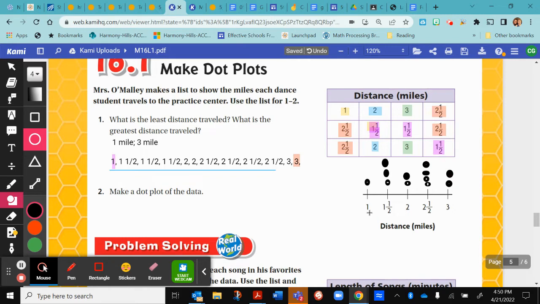So I have 1 student that lives closest to the practice center, and I have 3 students that live the furthest. And it looks like the most students live 2.5 miles away, which is 4 students. So you'll be reading it that way. All right, let's move to the next one.